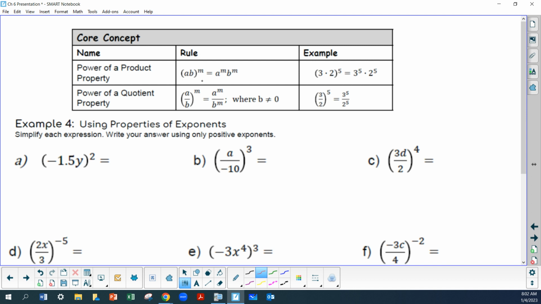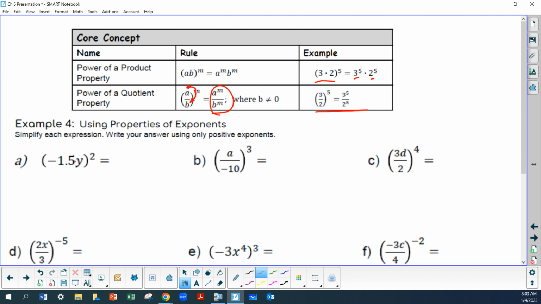So, just looking at this rule here, it says if I have two bases raised to a power, I basically can distribute that power to each of them. And that's what we're seeing here, a to the m, b to the m. And here's an example, 3 times 2, all raised to the fifth power. That becomes 3 to the fifth, 2 to the fifth. So pretty intuitive, just distribute the power. Quotient, same idea. Distribute the power to the numerator and the denominator. It'll end up looking like a to the m over b to the m, and you can see a concrete example there. So let's just roll into example 4 and do it.